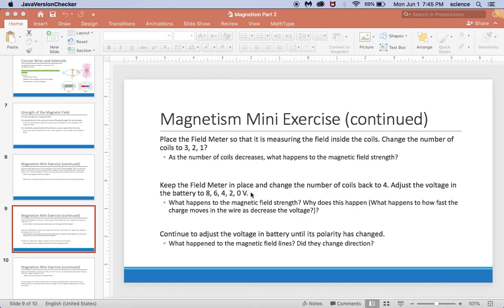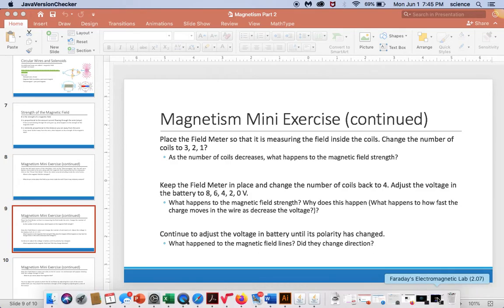I'm going to keep that field meter in place, and I'm going to change the number of coils back to 4, and I'm going to adjust the voltage in the battery from 8 to 6 to 4 to 2 to 0, and I'm going to see what happens to the magnetic field strength and why this happens. We're going to look at the charges as they move, and then we're going to also change the polarity and see what happens to the magnetic fields as we do that.